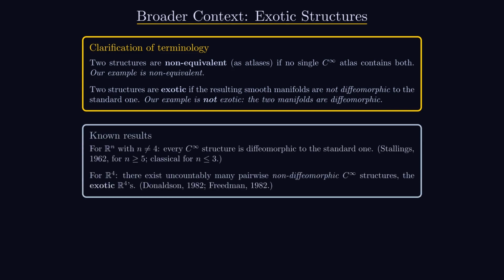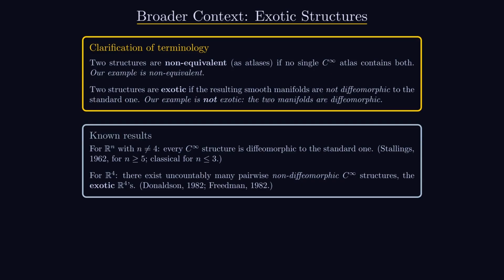The classification of smooth structures on Euclidean spaces reveals a sharp dimensional dependence. For R^n with n not equal to 4, every C infinity differentiable structure is diffeomorphic to the standard one. This was proved by Stallings in 1962 for dimensions 5 and above, and is classical for dimensions 1 through 3. Dimension 4 is exceptional. Donaldson's work in 1982 and Freedman's work in the same year, taken together, imply the existence of uncountably many pairwise non-diffeomorphic C infinity structures on R^4. These are the so-called exotic R^4s. Our one-dimensional example, by contrast, represents the simplest instance of non-equivalent atlases, and the two resulting manifolds are diffeomorphic.